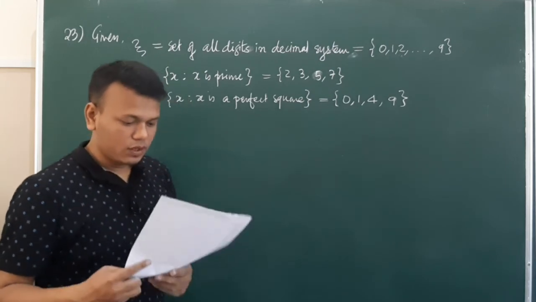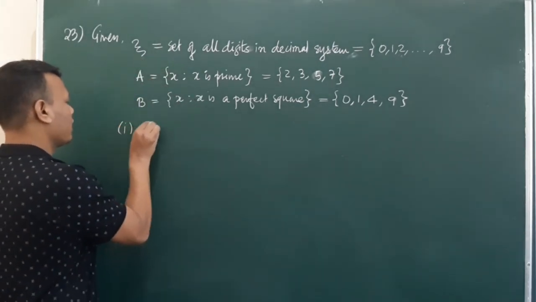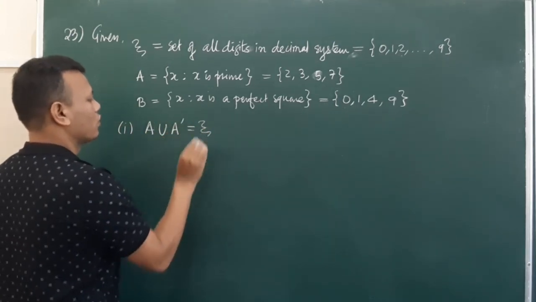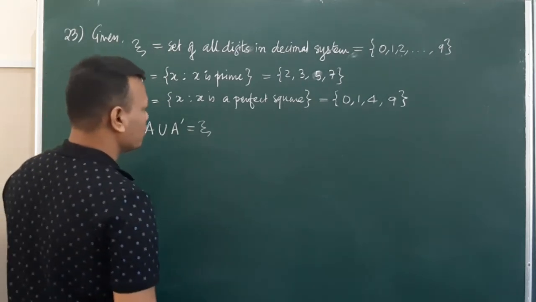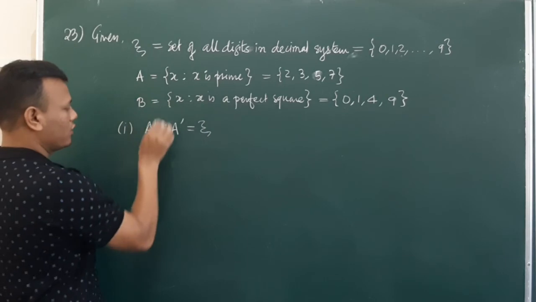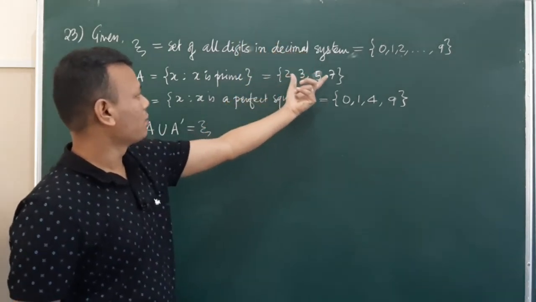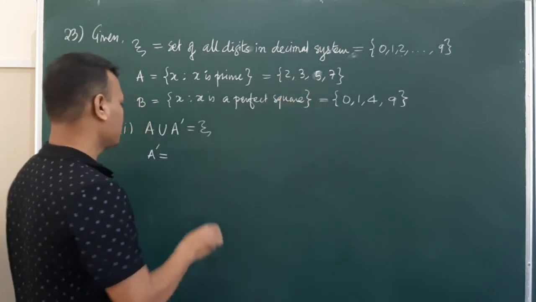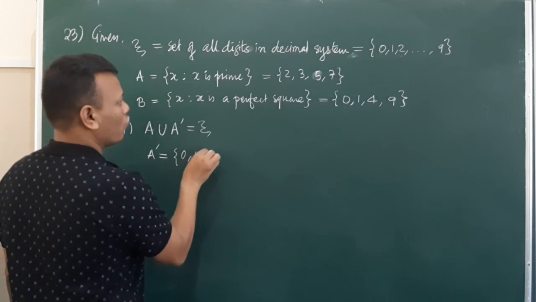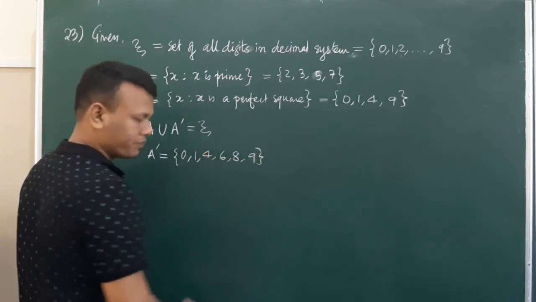So we need to verify that number 1 is: A union A dash will be equal to the universal set. Let's see whether this is true or not. First we have A already, so let's find what is A dash. Elements from the universal set apart from this. What are the elements apart from this? They are 0, 1, 4, 6, 8 and 9, isn't it?